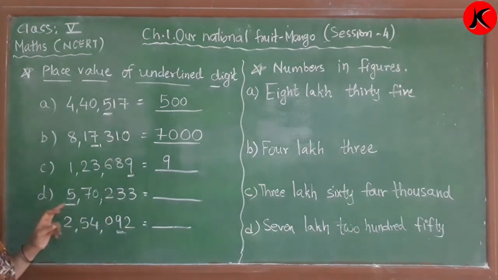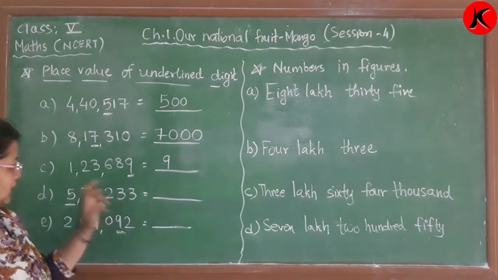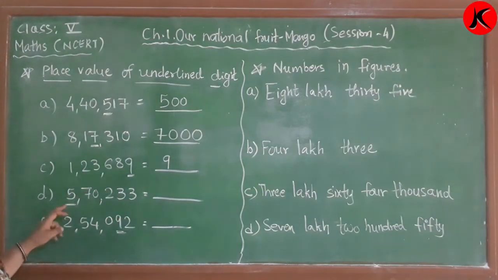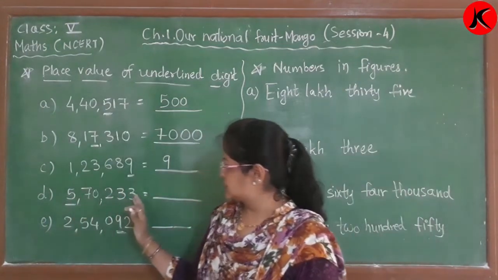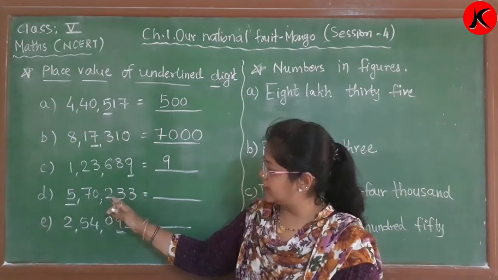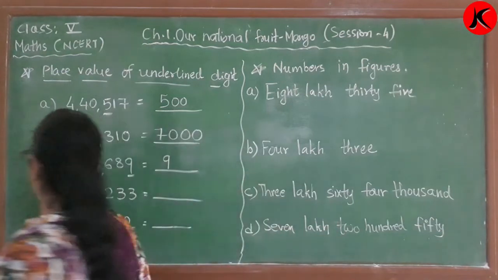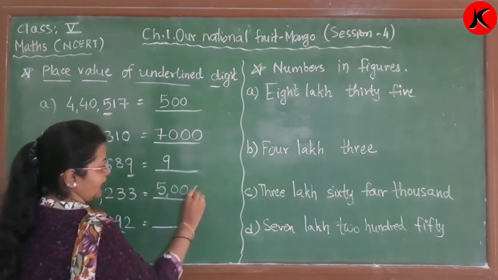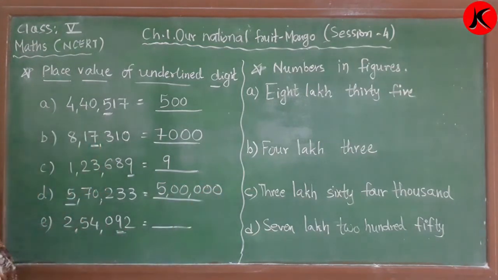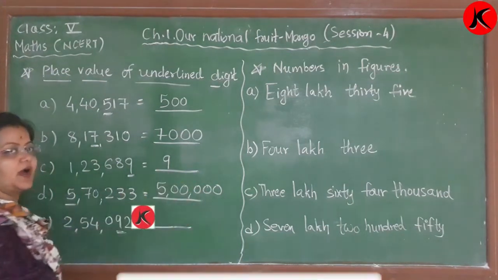Now here in D number, 5,70,233. What do we have to find? Place value of 5. So 5 is on which place? Ones, tens, hundreds, thousands, 10,000s and lakhs. Right? 5 is on lakhs place. So what is the value of 5? 5 lakh. See, after 5 there are 5 digits, so I add here 5 zeros.